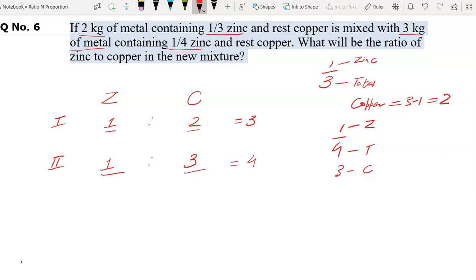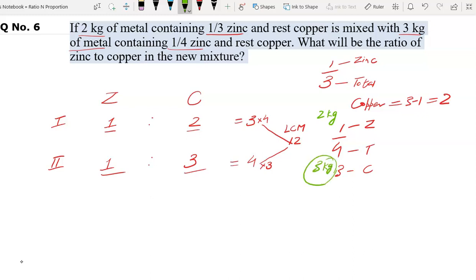So we will take the LCM to make it equal. So our LCM is how much? LCM of 3 and 4 is 12. So 3 into 4 will give us 12. Multiply this by 4. 4 into 3 will give us 12. So we multiply this by 3. Now the metals, the first metal is 2 kg and the second metal is 3 kg.